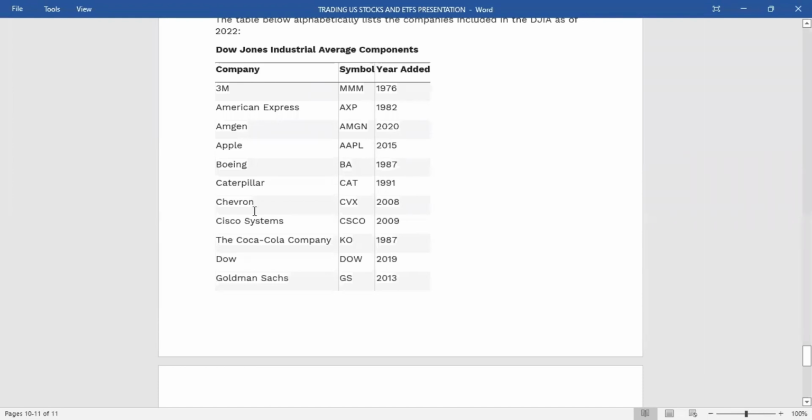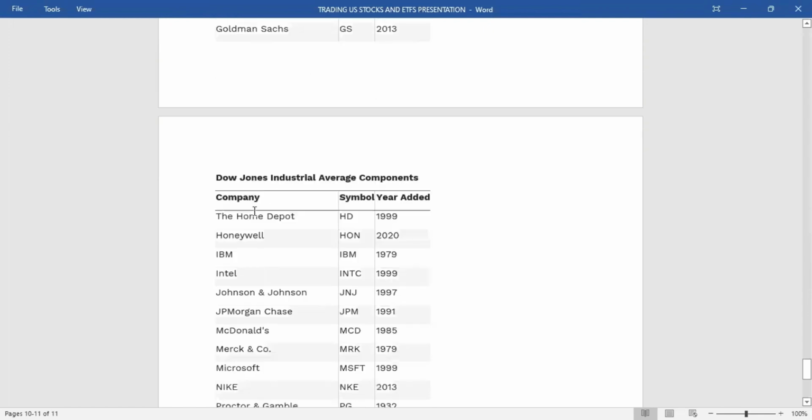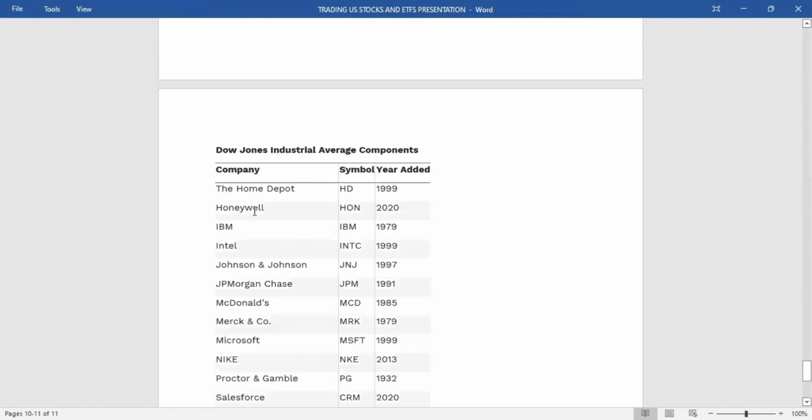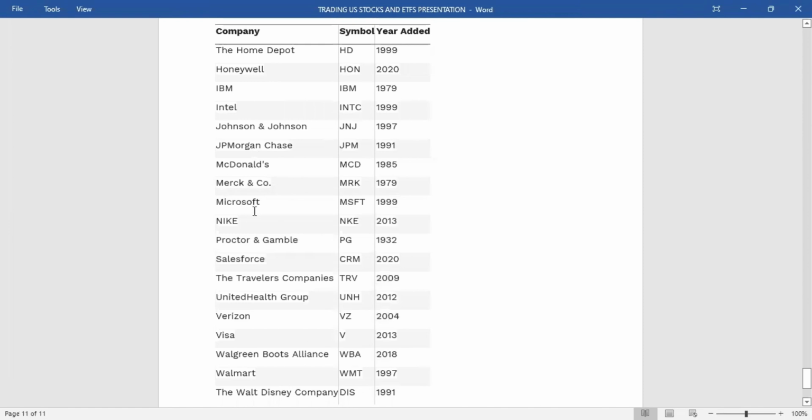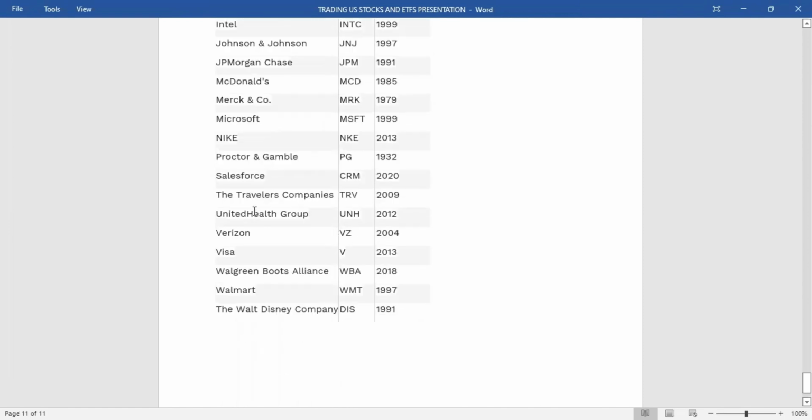So we have Apple, American Express, Caterpillar, Chevron, Cisco, Coca-Cola, Goldman Sachs, Intel, Johnson & Johnson, JP Morgan, Microsoft, Nike, Procter & Gamble, Visa, Walmart. I've just mentioned the common companies that you guys might know.